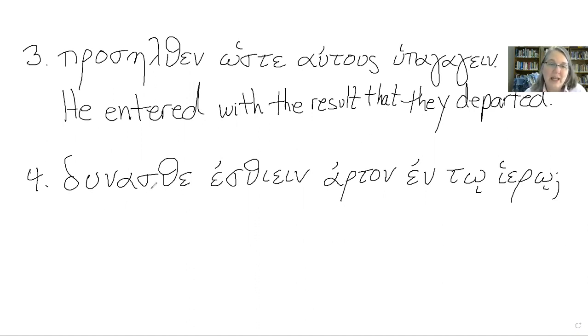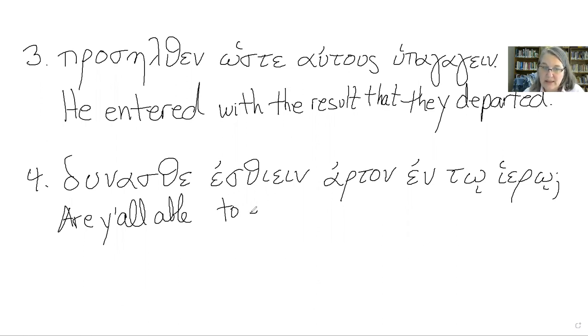Dunaste is second person plural, so it's present tense, second person plural. You are able, y'all are able, but it's a question, and so we're going to put are y'all able. And here we have SDAin, the present infinitive of SDO. So here we're just going to put to eat. And again, with dunamai, it's usually very easy, just like this, to translate an infinitive. We don't have to make any allowances for English.